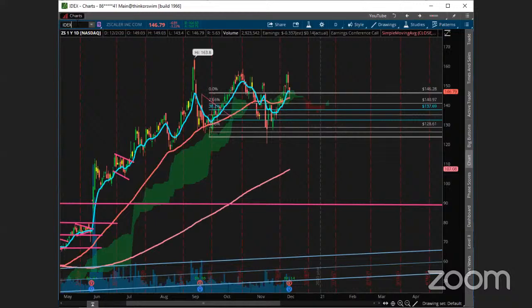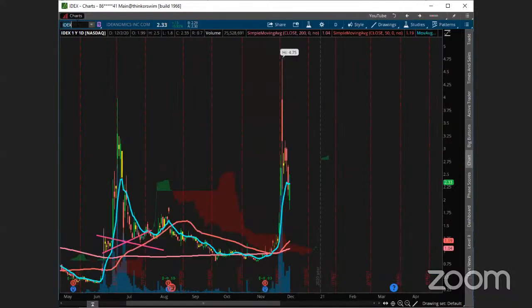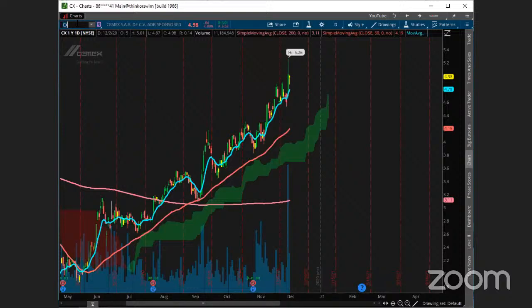Let's take a look at IDEX. Yeah, so IDEX, again, hanging in there. Again, some nasty pullbacks right there. It's still right at the 80 MA, so just be careful how that one holds there. CX. CX with an inside day. See if that could break out of that one. GPS.